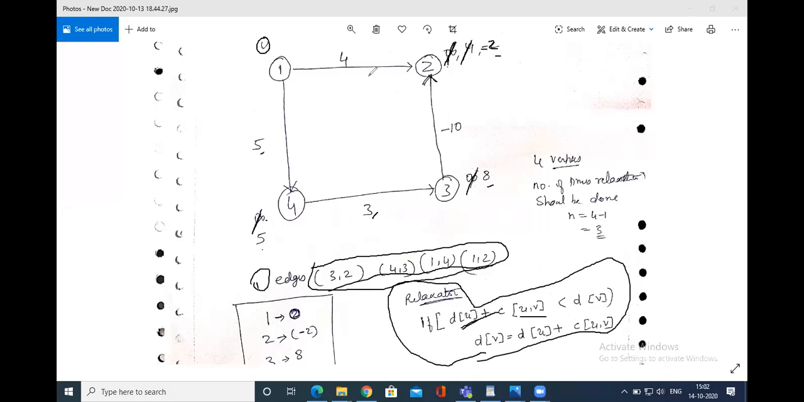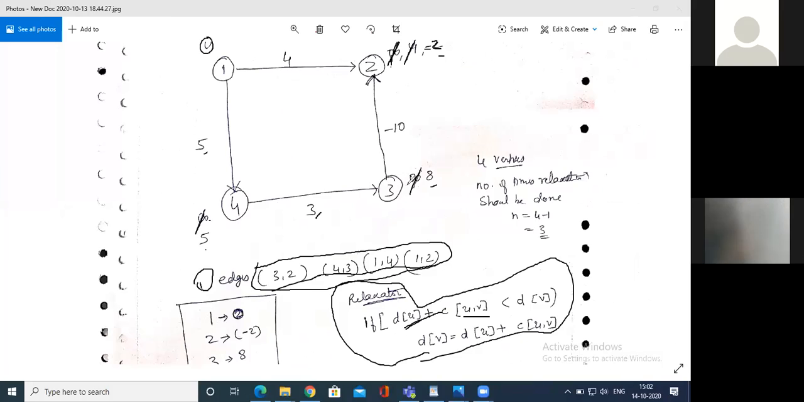Similarly, I'll go with 4 and 3. In between 4 and 3, we have 5. 5 plus 3 is 8. Is 8 less than infinity? Yes, 8 is updated. So 8 is already there, so no changes.